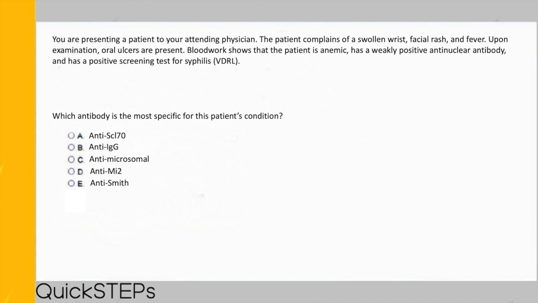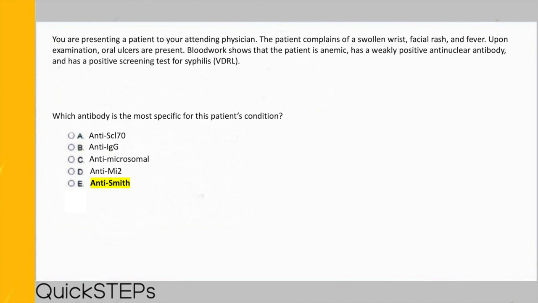What does this clinical picture resemble? Swollen wrist, right? The wrist is a joint, so they're just saying you have either edema or a swollen joint from an inflammatory condition, which is most likely the latter in this case. A facial rash. You have oral ulcers, patient's anemic, ANA and positive VDRL. So all this points to lupus. So the answer would be choice E, anti-Smith antibody or anti-double-stranded DNA.